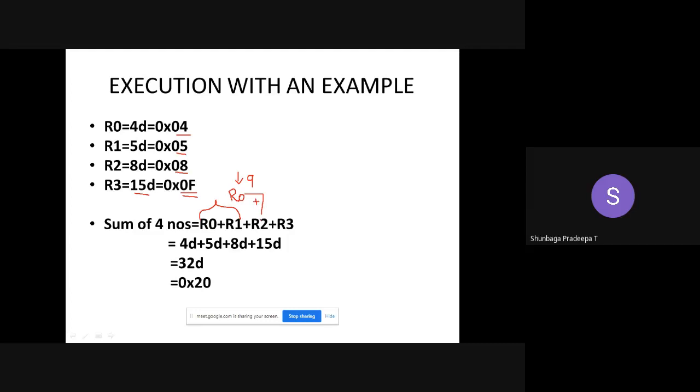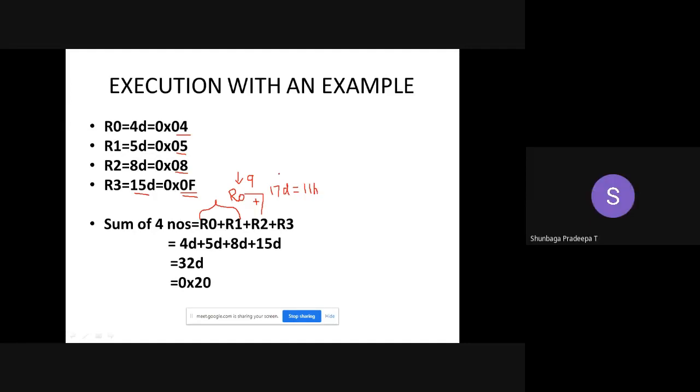Again you add R0 plus R2. What will be the result? 9 plus 8. Ma'am, 17. Okay, what will be the hexadecimal value? Divide by 16. So 1 remainder is 1, right? Yes. So in hexadecimal it will be 11.